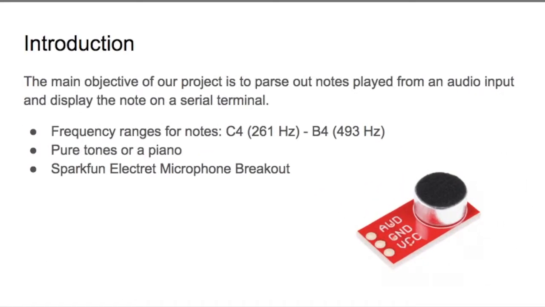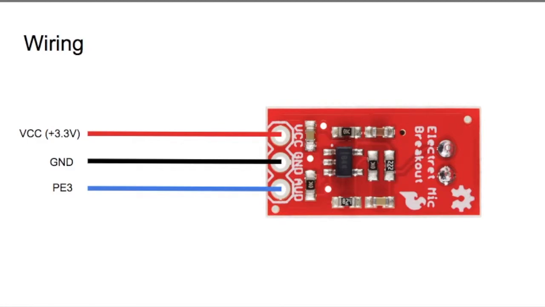The purpose of this project is to parse tones from audio inputs, transforming them into frequencies ranging from C4 to B4, which is about 261 Hz to 493 Hz, using the Fourier transform, and displaying it to the users. We will be using a piano for demo purposes, and in order to achieve this functionality, we use the SparkFun electronic microphone breakout. The connection from our board to the microphone is a VCC of 3.3 volts, ground, and for the audio, we use port E3, which is equal to ADC channel 0.